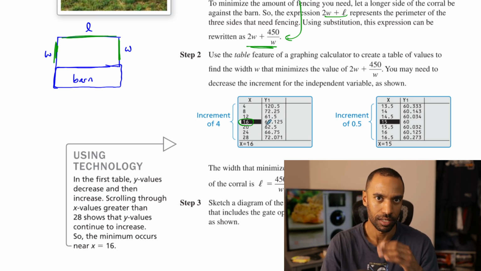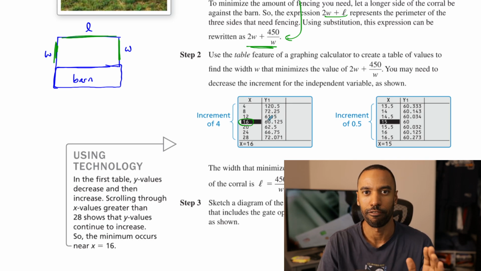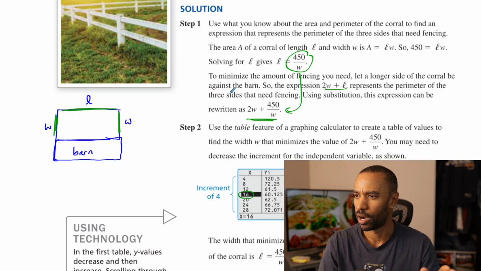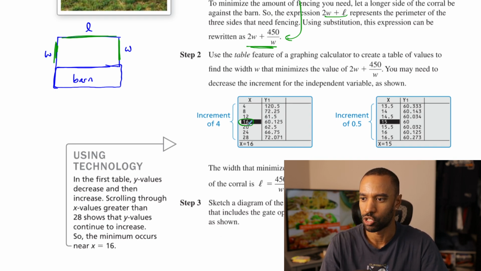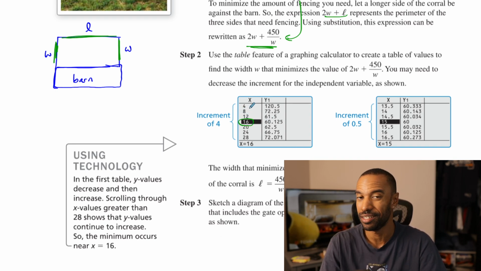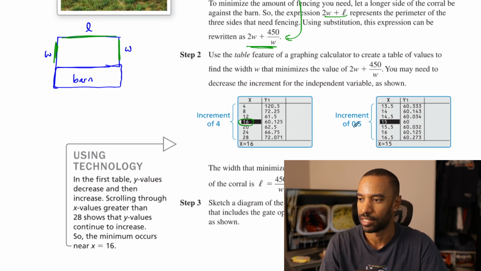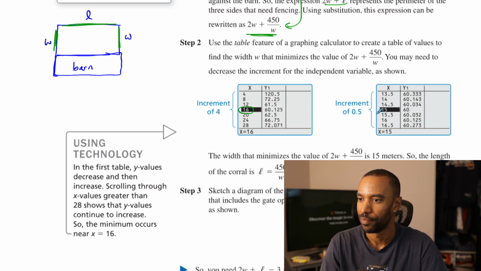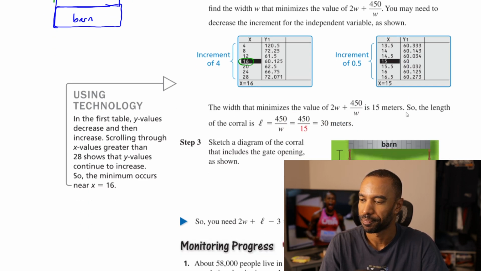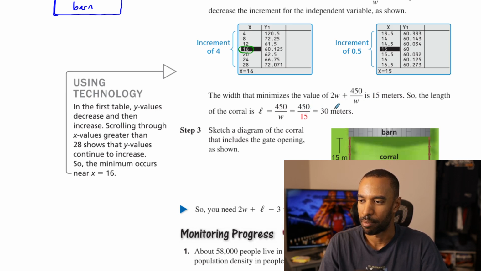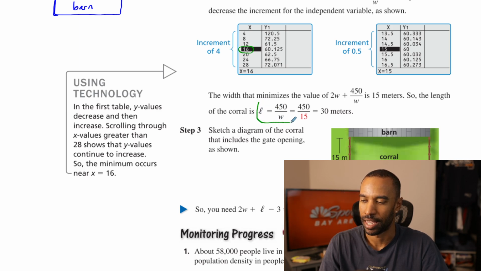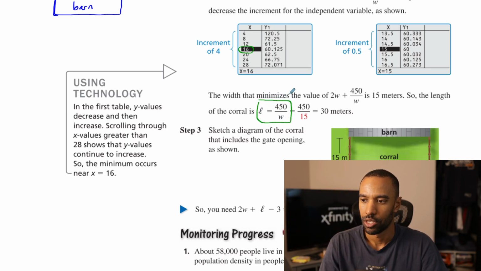The least amount of fencing you'll use and still maintain 450 square meters of this. So apparently, with the width of 16 meters, that's exactly what that thing does. Oh, no, it looks like it can shrink even more. So it goes to 15 eventually where they see the minimized amount. So 15 meters is that, therefore the length will be 30 meters. You do 450 divided by 15 to figure that out because that's the length expression. So we get 30 meters of that.